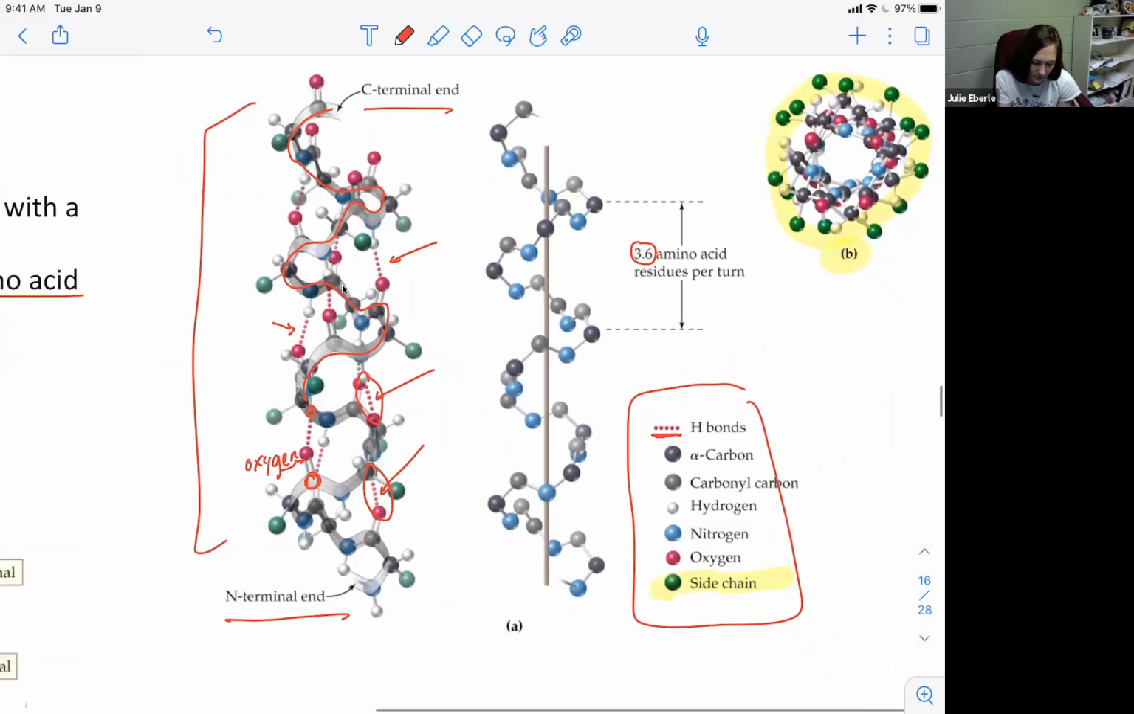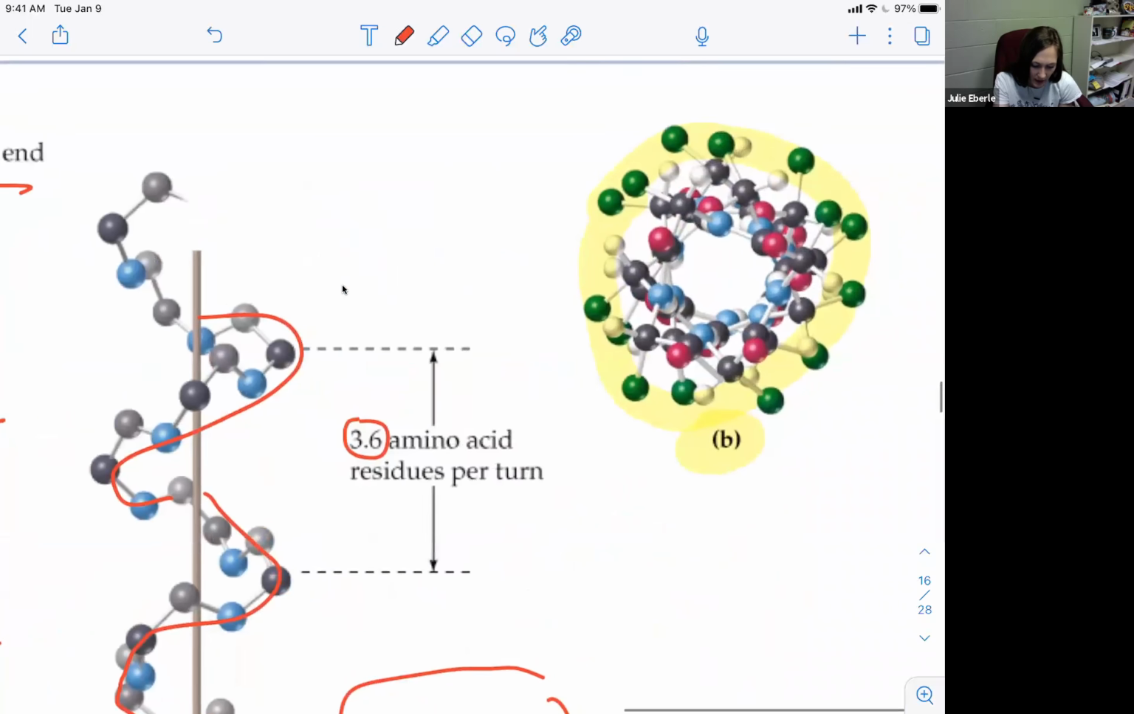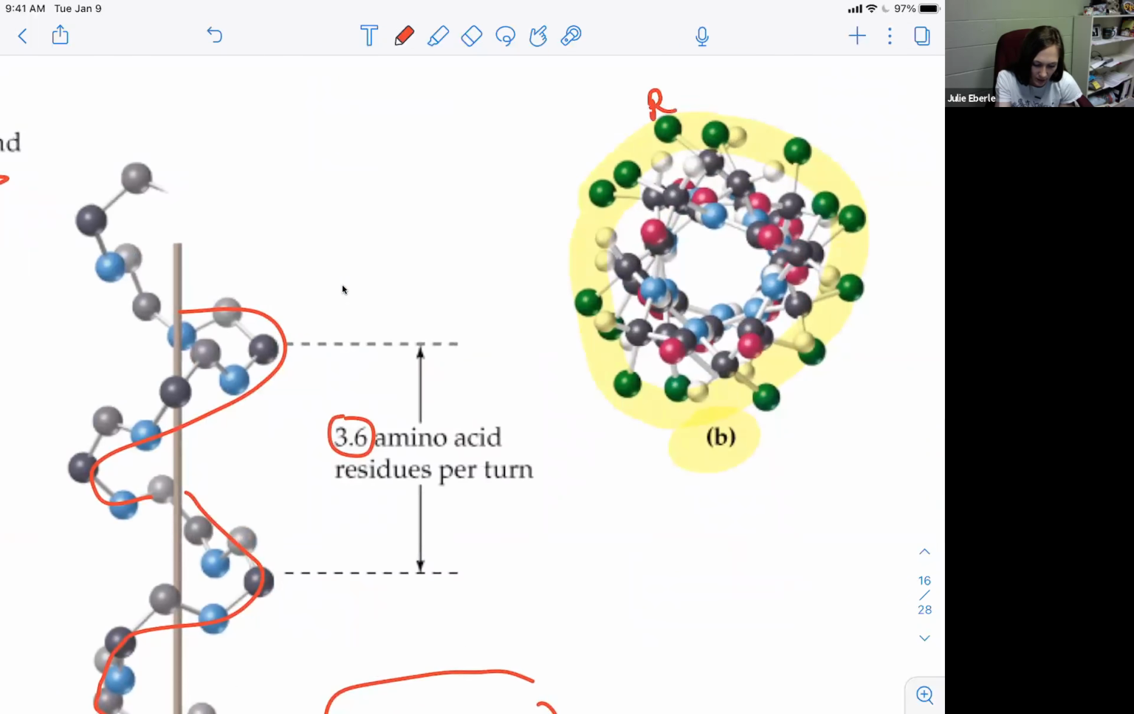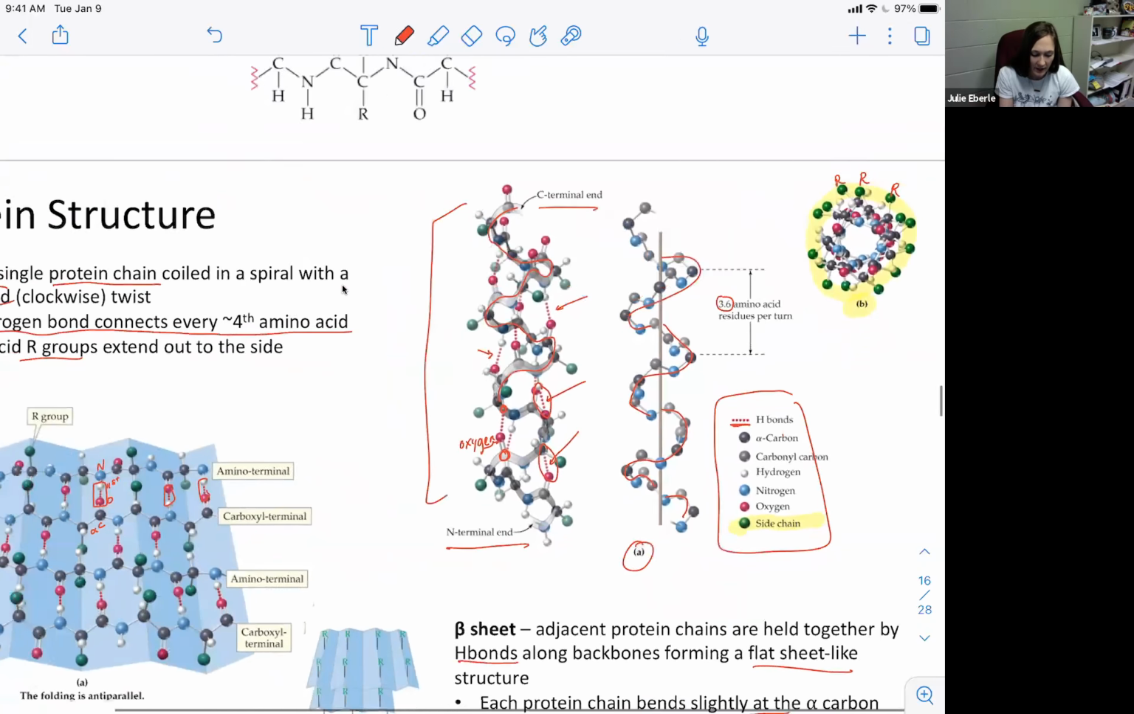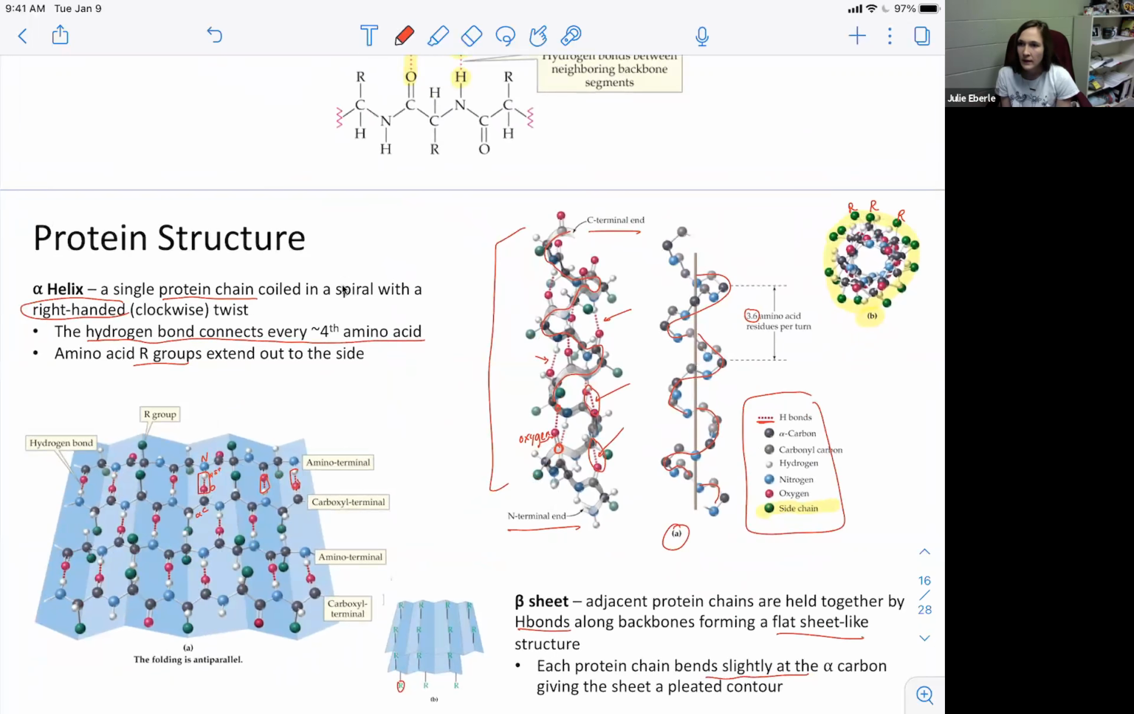And this picture, figure A right above this, is showing you how it spirals around and makes the helix, okay? And then over here, B, it's showing you how these R groups, all the green, are sticking out on the sides. We'll get to the R groups and those interactions at the next level of protein structure, but at the secondary level, you have these regular repeating patterns, and you have hydrogen bonds between backbone atoms.